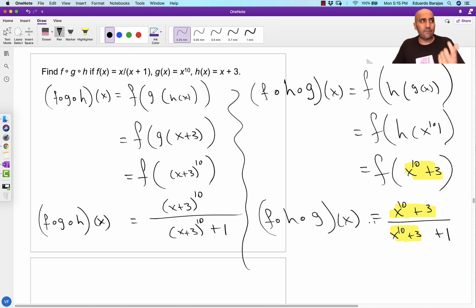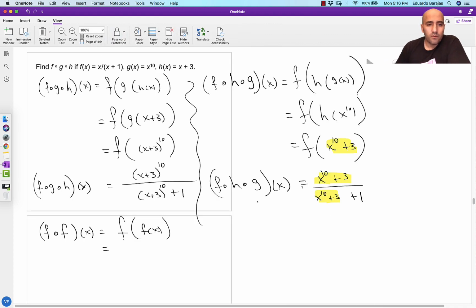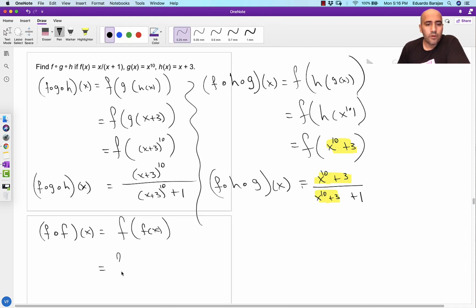We can also have the composition of the same letter. So we could have something that looks like this, f composed with f evaluated at x. This is f evaluated at f of x, where f of x is equal to x over x plus 1. It's always the input divided by the input plus 1.